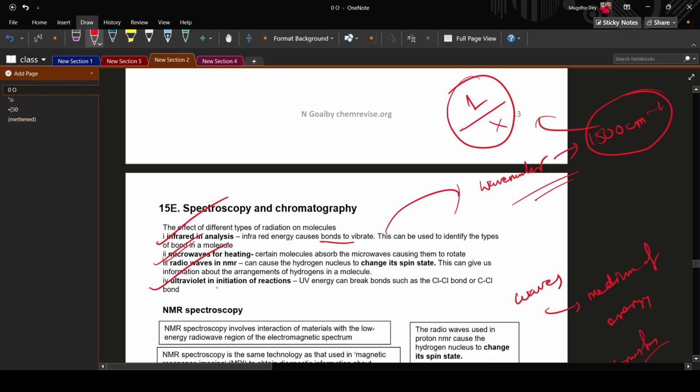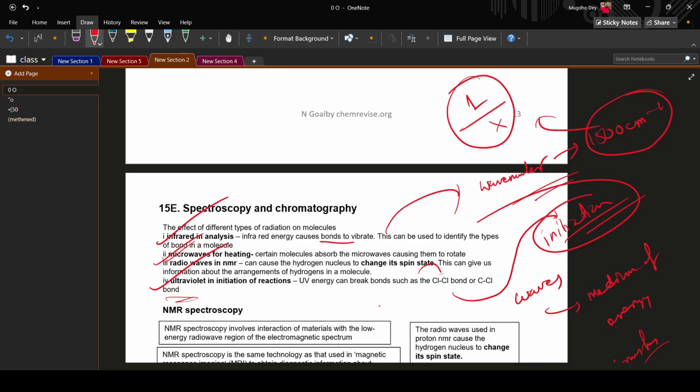If I talk about ultraviolet radiation, remember the initiation reaction in free radical substitution, we required UV energy to break the bonds in Cl-Cl or C-Cl bond, right? This provides the energy to initiate the reaction. That is the core reason why the first step of free radical substitution reaction is also known as initiation, right?